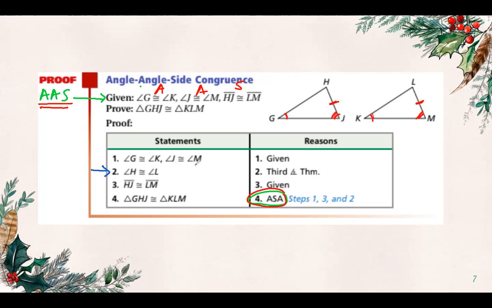If you know two of the angles are congruent, this is our third angle theorem. That means angle H and L would be congruent to each other. And now right over here, we have ASA. By using the third angle theorem, we now have ASA. So we can say the triangles are congruent by ASA instead of AAS. This is just showing us that these two things are actually equal to each other.